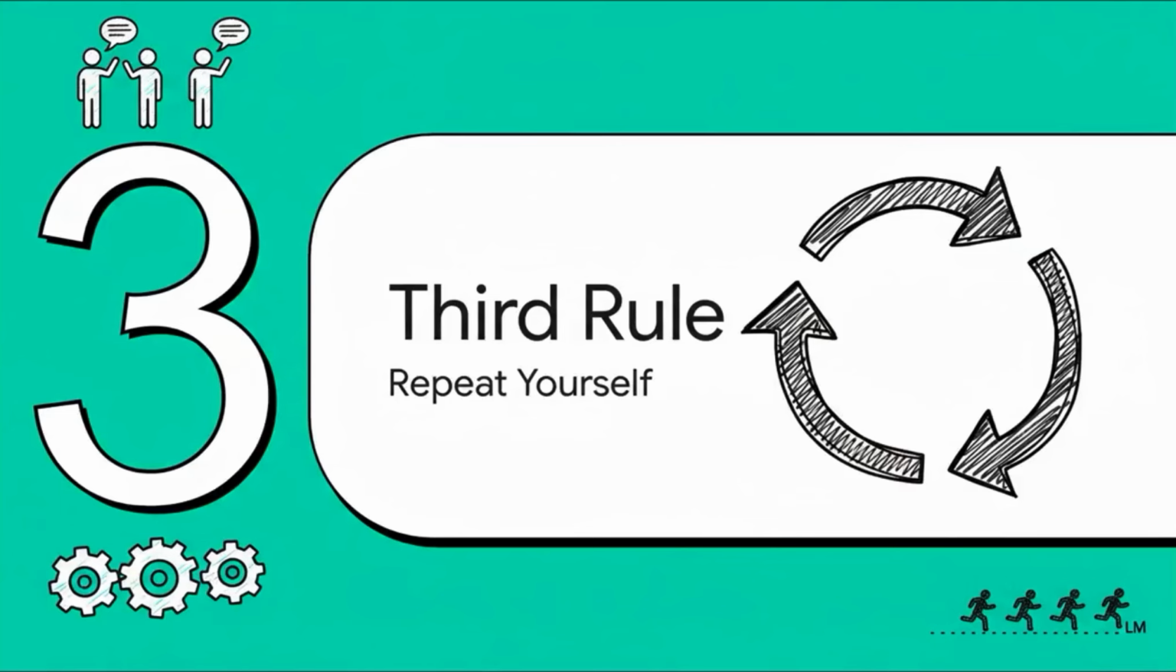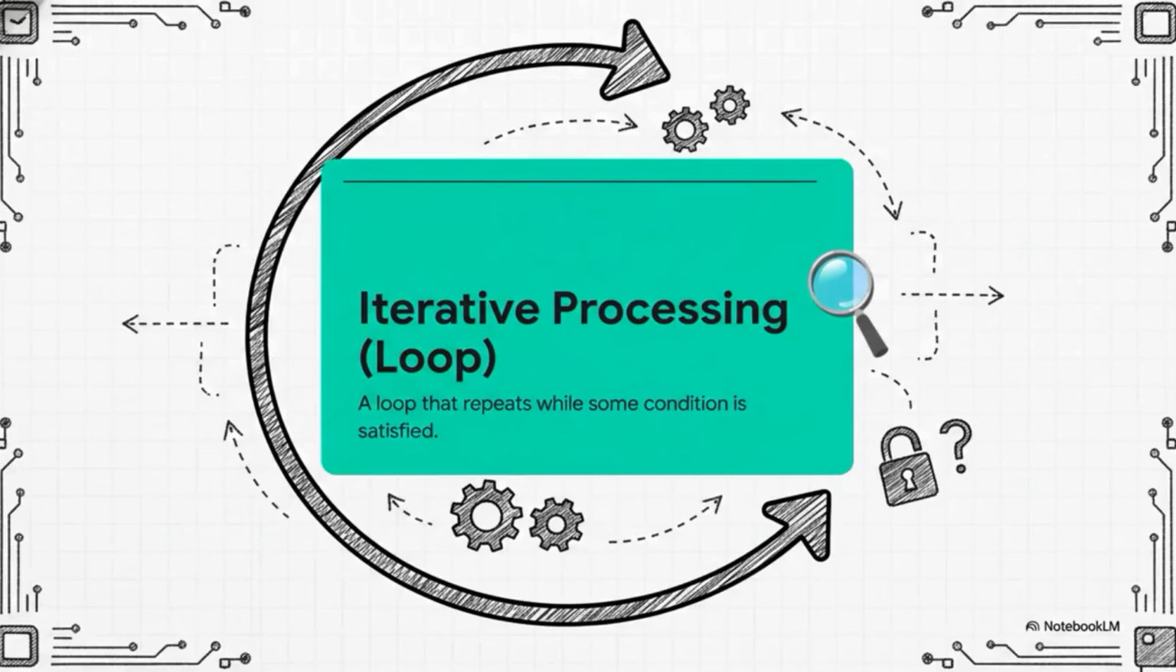But what if you need to do the exact same thing over and over and over again? I mean, imagine having to write the same line of code 1,000 times. That's just impossible. And that brings us to the third and final rule: repeat yourself. So programmers call this iterative processing, but you've probably heard it called something much simpler: a loop. A loop just tells the computer, hey, repeat these actions as long as this specific thing is still true.